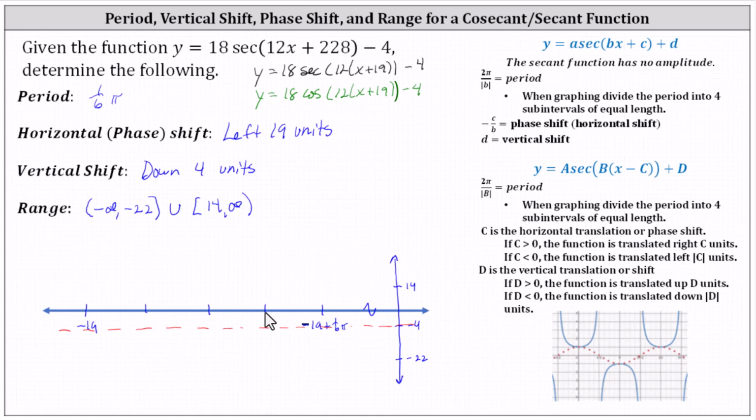And now we'll follow the basic pattern for the cosine function when a is positive over this interval. Recall for the basic cosine function, the pattern is max, midline, min, midline, max. Which means at x equals negative 19, the function value is 14. Next we're at the midline, then the minimum of negative 22, midline, and max. Let's go ahead and sketch the related cosine function.